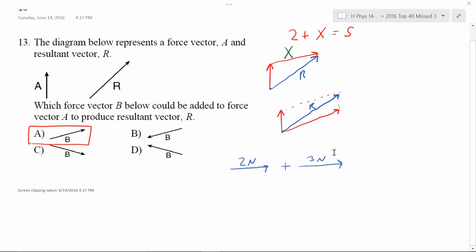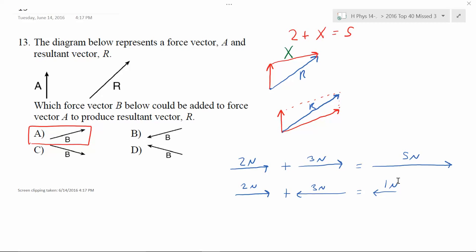While we're on the subject, they love asking max and min vector questions. What's the biggest you can get when you add a 2-newton vector to a 3-newton vector? Answer? 5 newtons when it's in the same direction as the two vectors. What's the smallest number you can get for a magnitude when you add a 2-newton vector to a 3-newton vector? 1 newton when the angle between them is 180 degrees. Any other angle is going to give you a resultant somewhere in between those two numbers.